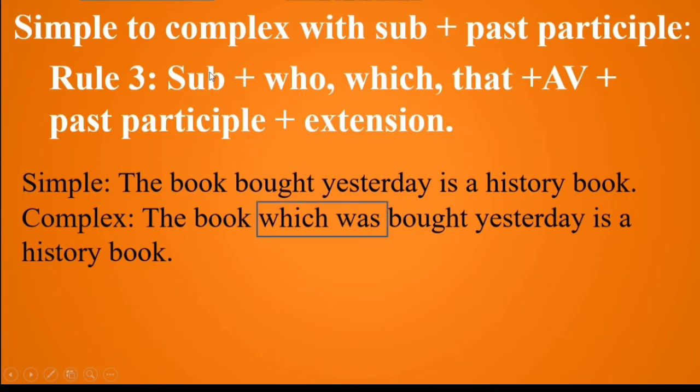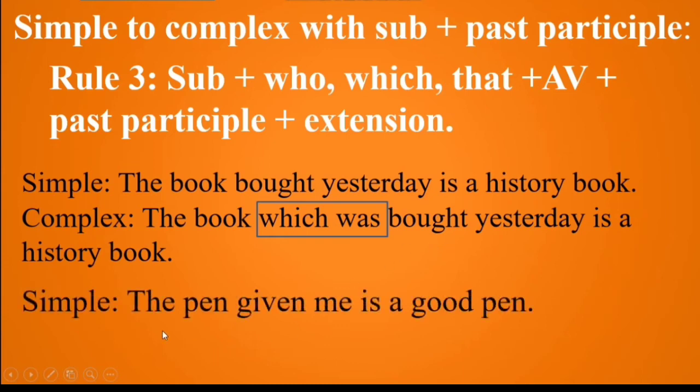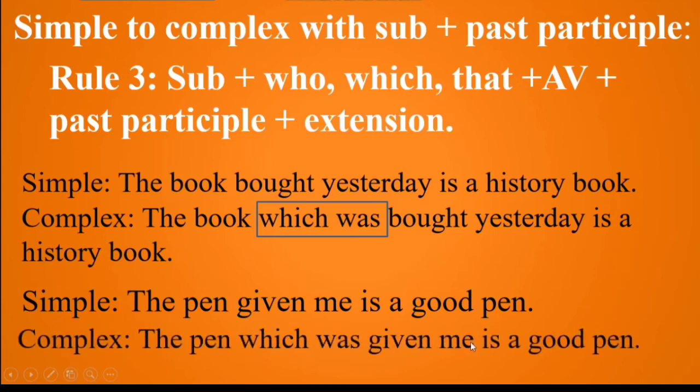So the rule will be: subject. The subject will be no change. Then who, is, that. Here we use which as the subject is a thing. And then the auxiliary verb according to tense, and then the past participle and then the extension. Look, there is another sentence: the pen given me is a good pen. The pen which was given me is a good pen.